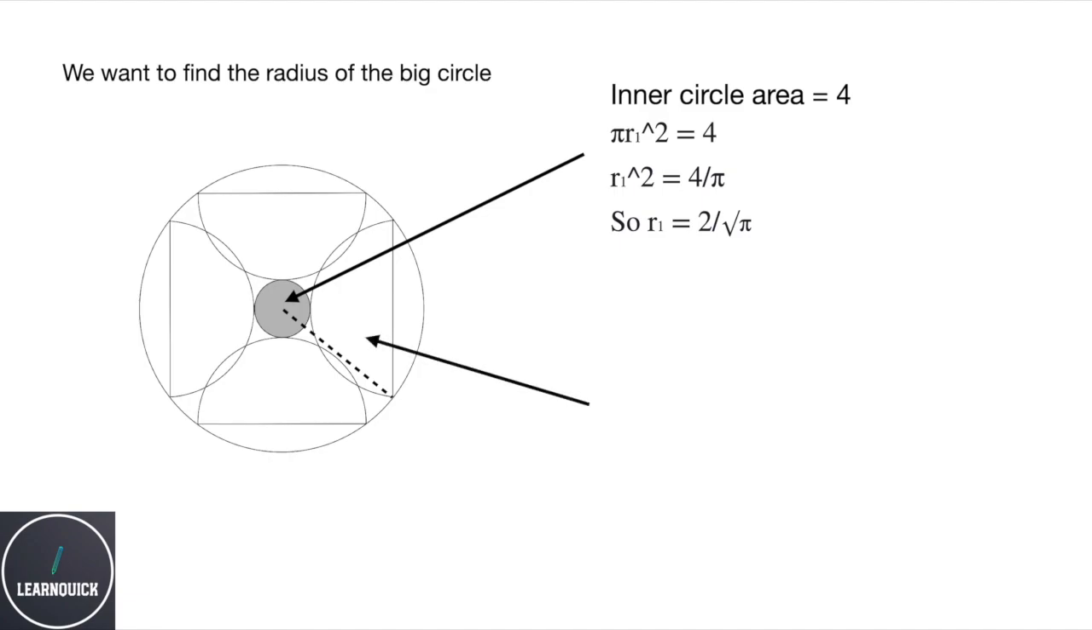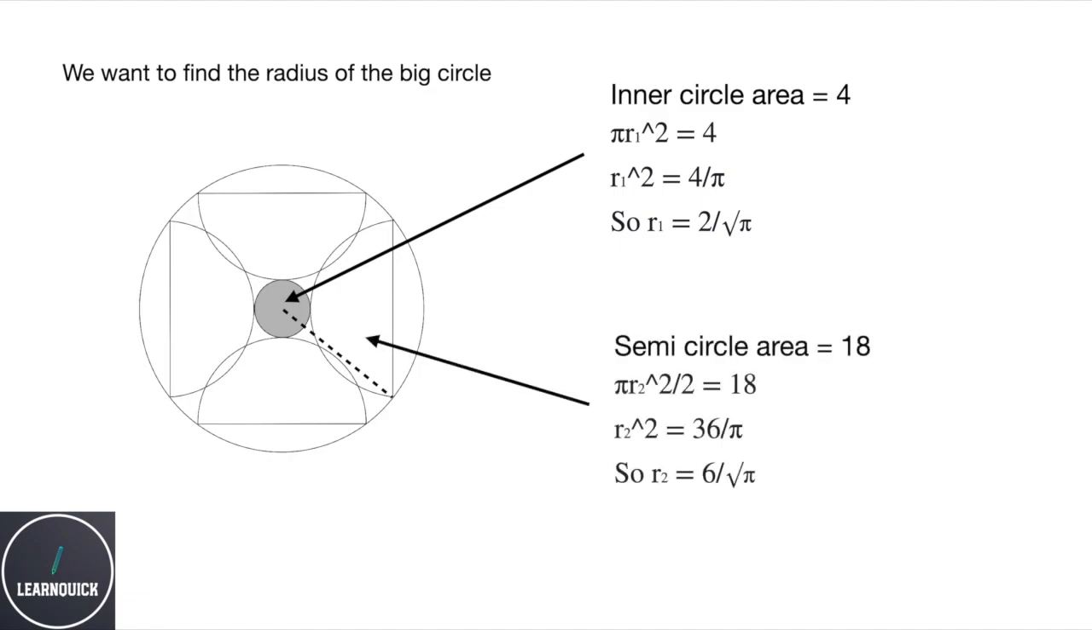Now for the semicircle, its area is 18, but we must remember to divide by 2 using the formula for the area of a circle because it's a semicircle. So pi r2 squared divided by 2 equals 18. This means that r2 squared equals 36 divided by pi. So r2 equals 6 divided by root pi.